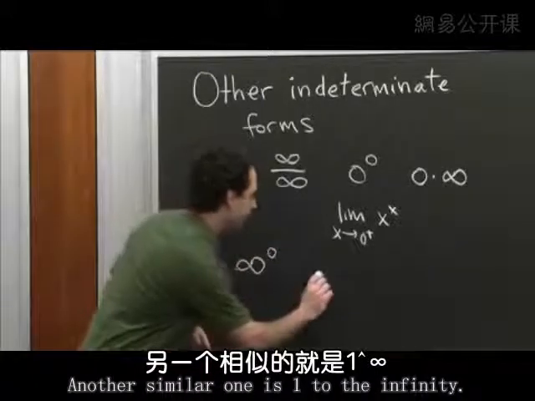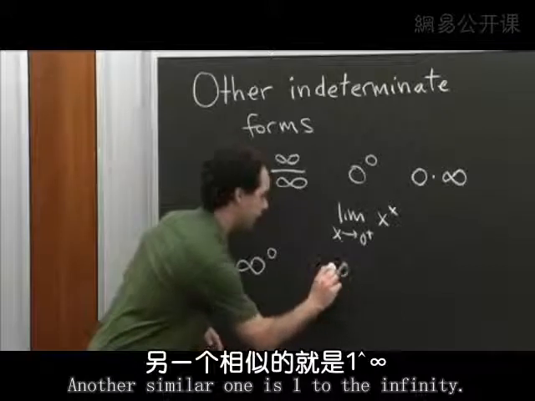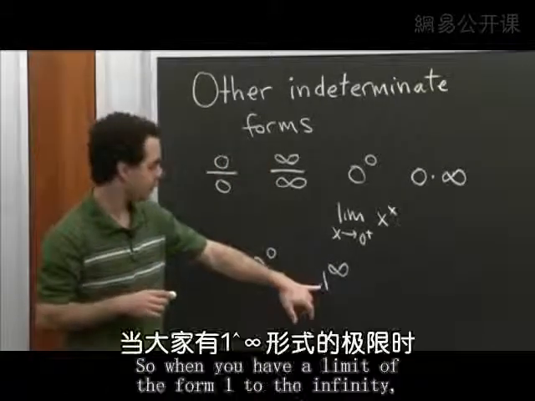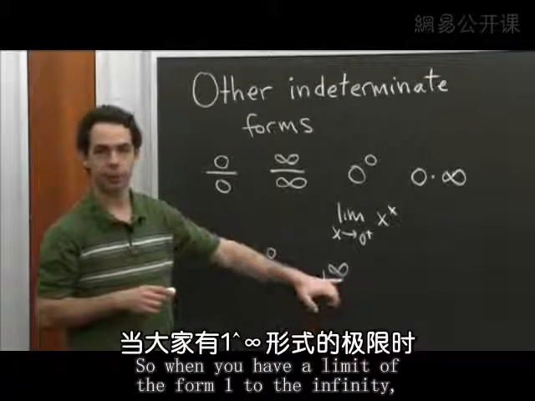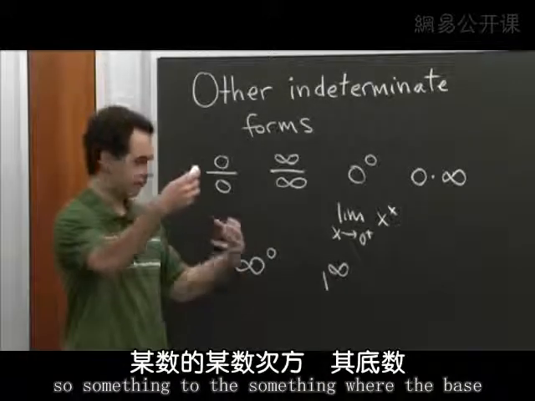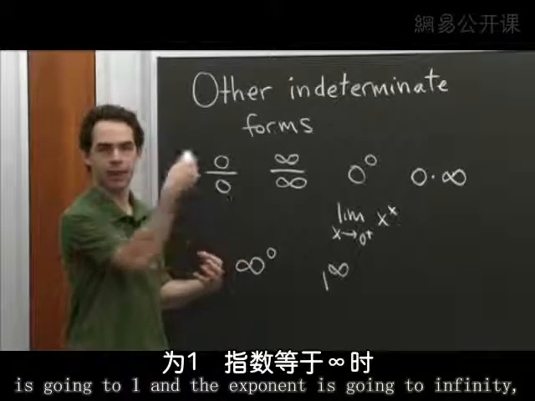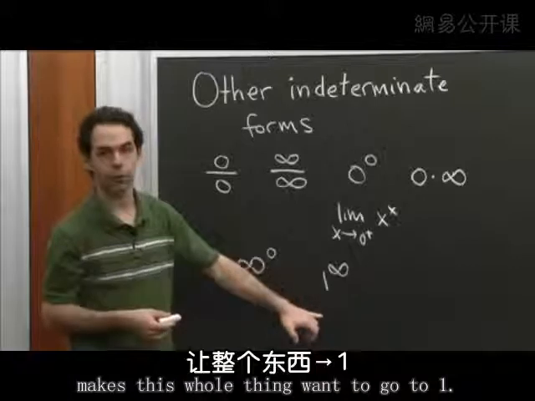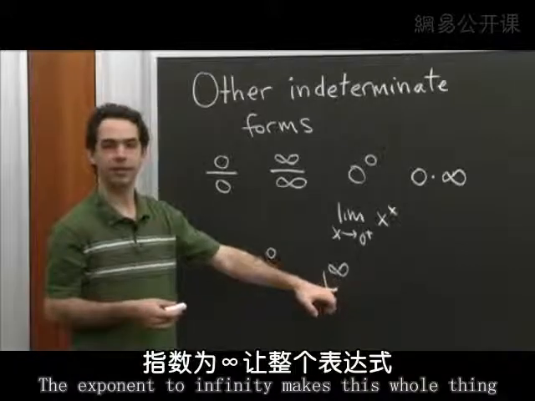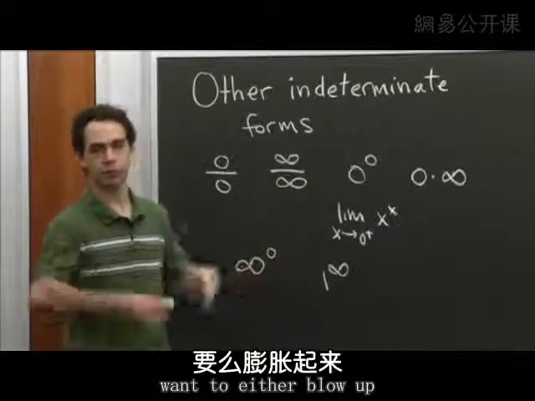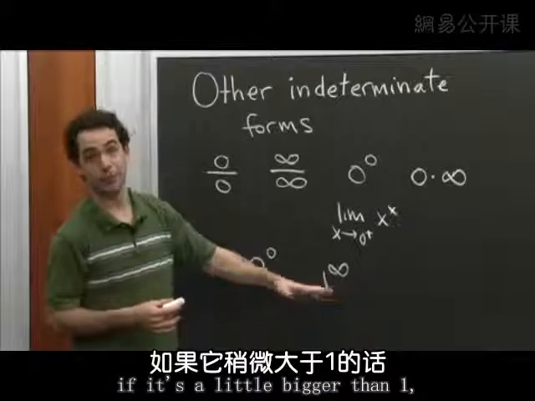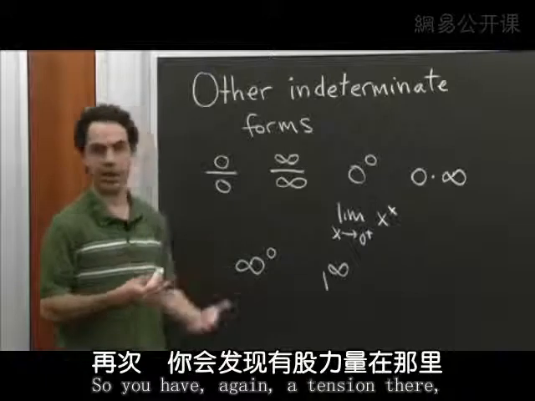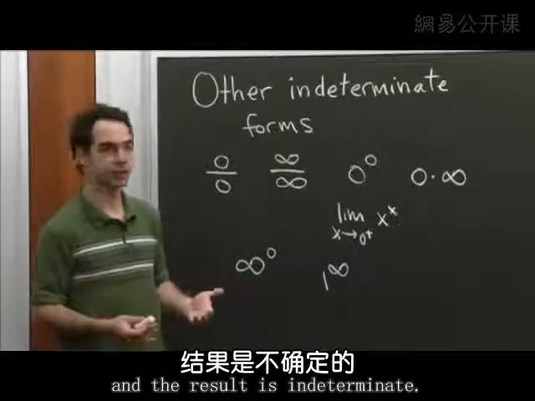Another similar one is 1 to the infinity, and this is the one I'll give you an exercise on in a minute. When you have a limit of the form 1 to the infinity, where the base is going to 1 and the exponent is going to infinity, the base going to 1 makes the whole thing want to go to 1. The exponent going to infinity makes the whole thing want to either blow up if it's a little bigger than 1, or get really small if it's a little smaller than 1. Again there's a tension, and the result is indeterminate.